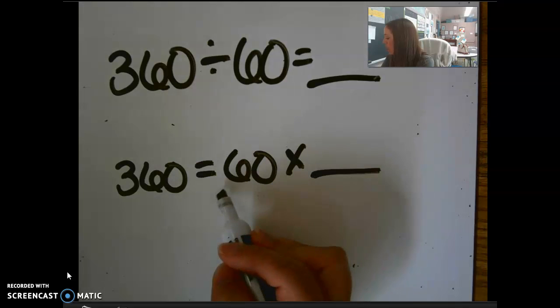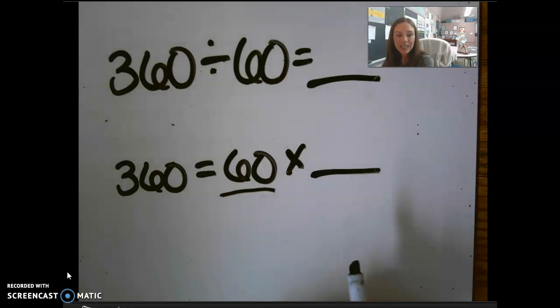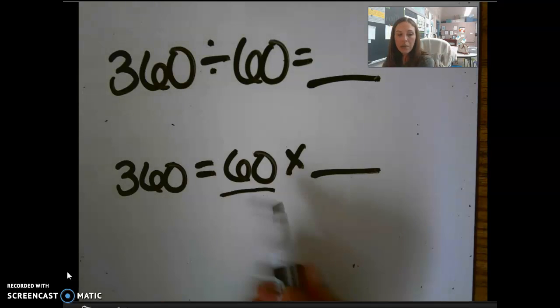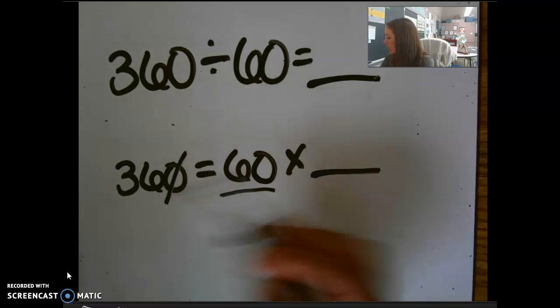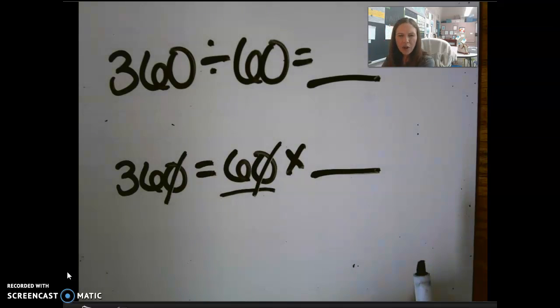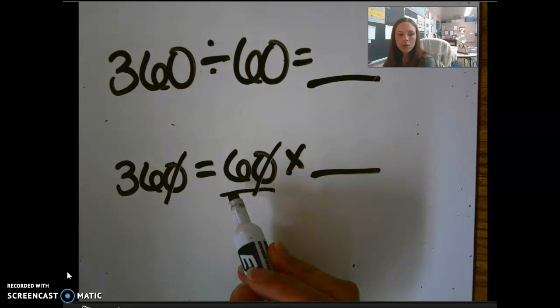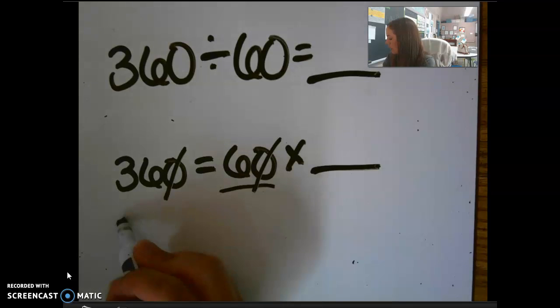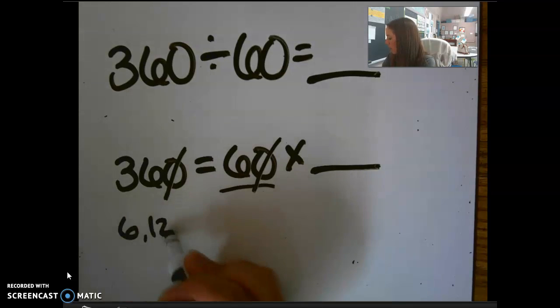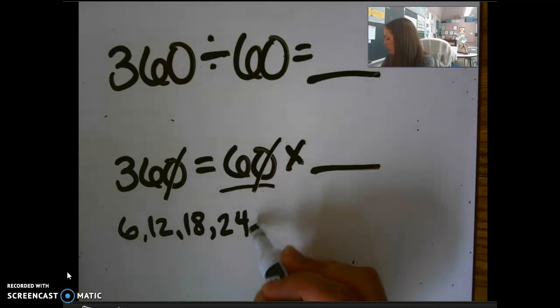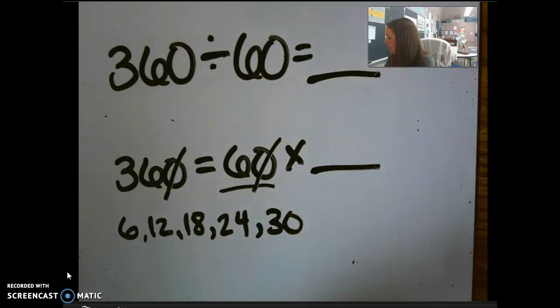Well, I could write out my multiples of 60, but look, our zeros are already balanced. I have 1 zero over here and 1 over here. So I can cross those out to kind of help me work with a smaller number that I might understand. So now let's write our multiples of 6. You have 6, 12, 18, 24, 30. Those are the first 5.